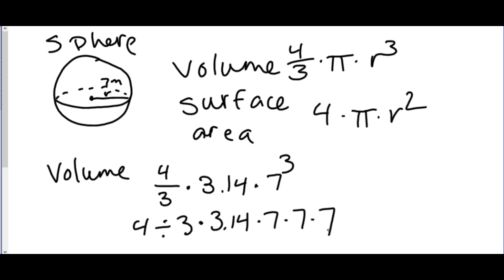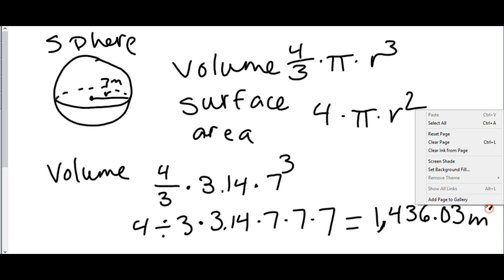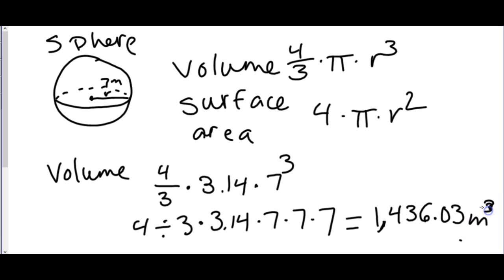So if we go plug this in, that would give me 1,436.03. Again, we have units. This is a volume. Volume was to the third, so meters cubed. Sorry about that. Meters cubed. So those are all the formulas you would need on the assignment.